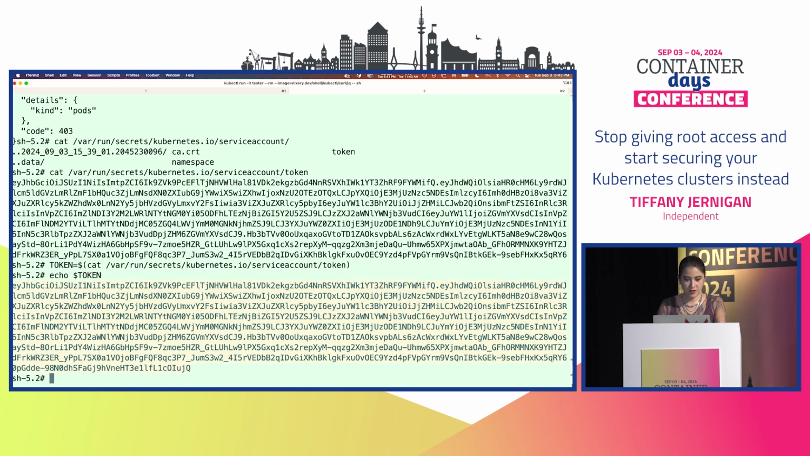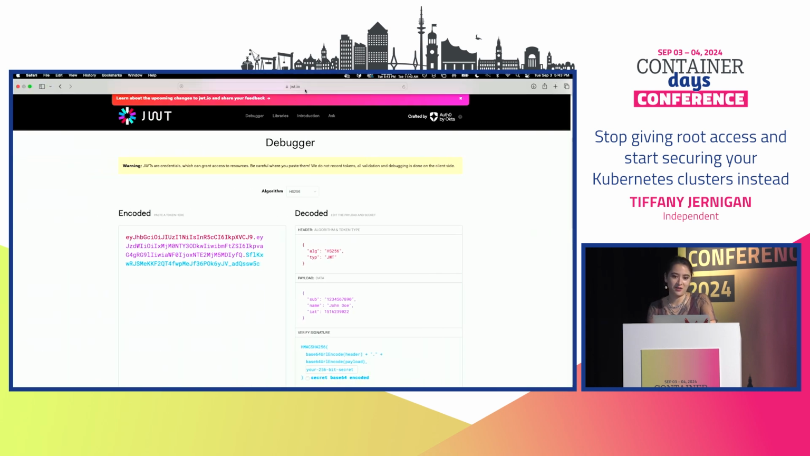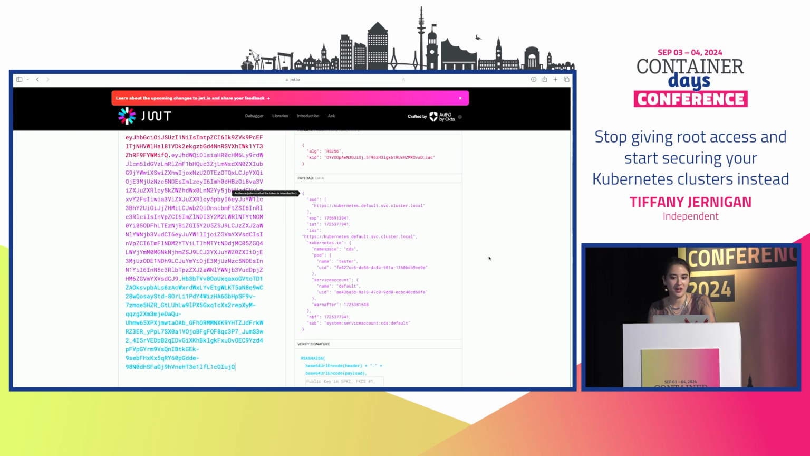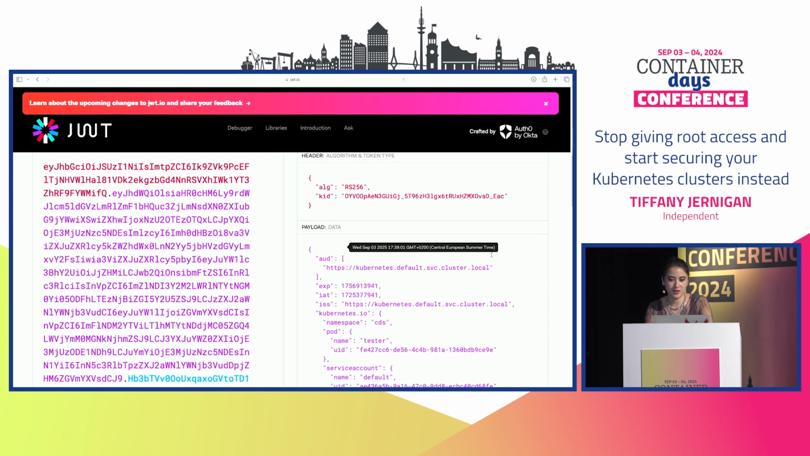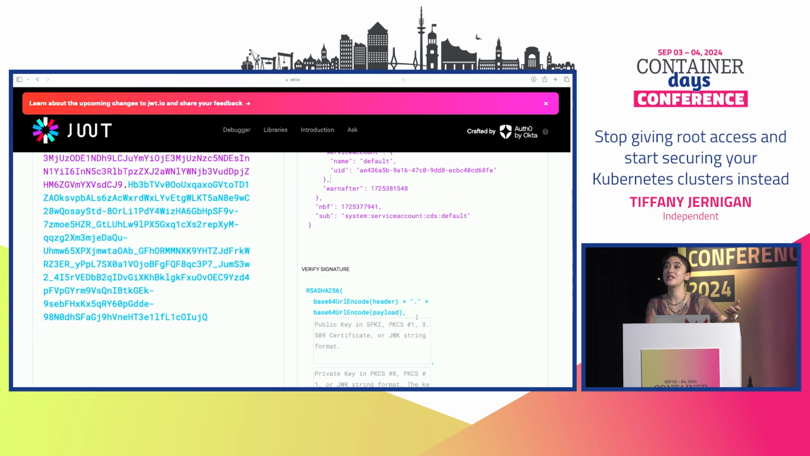Okay, so right now this, at least to my eyes, looks like a bunch of gibberish. If you go to jwt.io and you paste it in here, you can actually see what it means. I don't know if it's very visible there, but basically you can see, hey, here's my Kubernetes cluster. Here is the namespace. You can see what pod is being run, and that it's using the default service account.